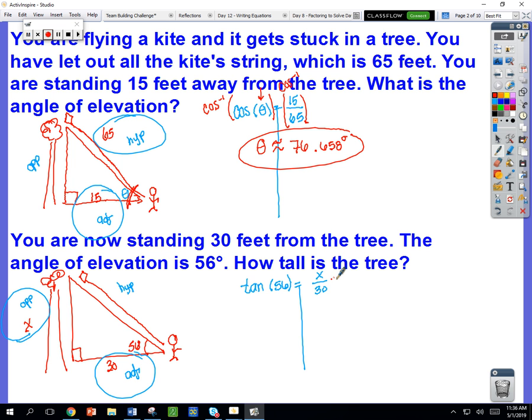Right now x is being divided by 30, so I can multiply both sides by 30 to get rid of it. And I can just type this in my calculator. x equals whatever 30 times tangent of 56 is, which is 44.477, and it's estimated, because I rounded, feet. That's how tall the tree is.